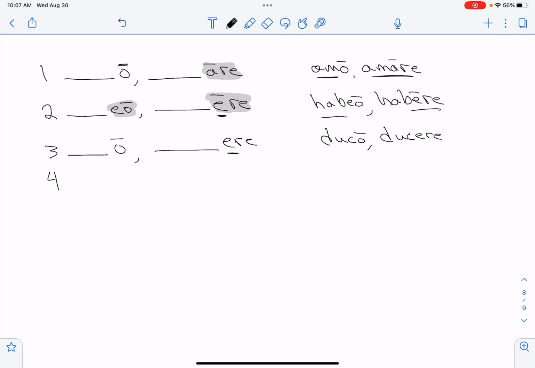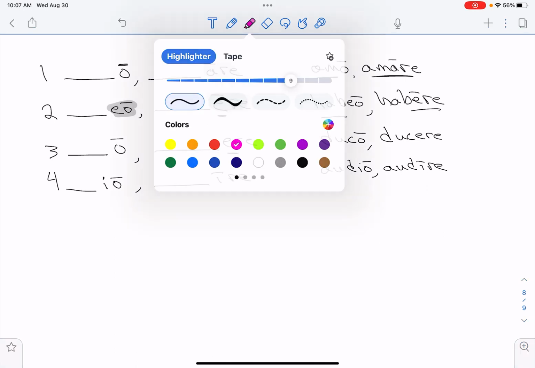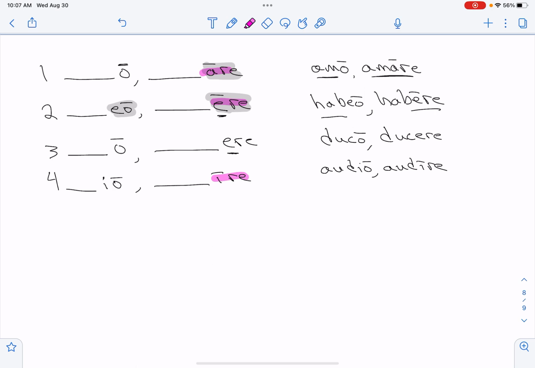And then the fourth conjugation is IO, IRE. That I has a long mark, and an example of it is audio, audire. So those are the four conjugations. Notice that for first, second, and fourth, you don't really need to look at the first form. It's for the third. If your teacher does not give you a macron, to differentiate between the second and the third, you might need to look at the first principal part.